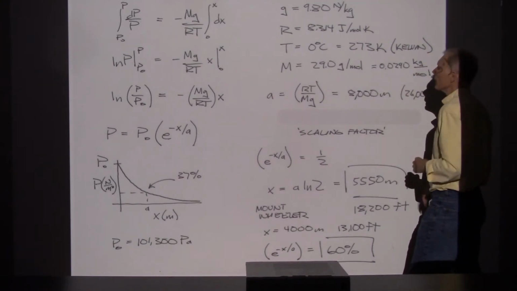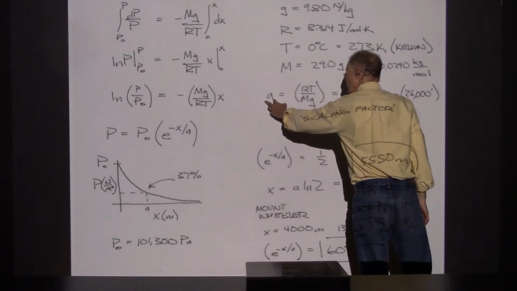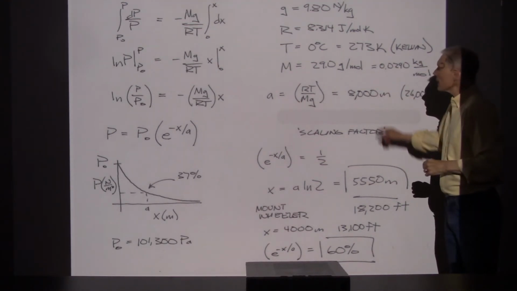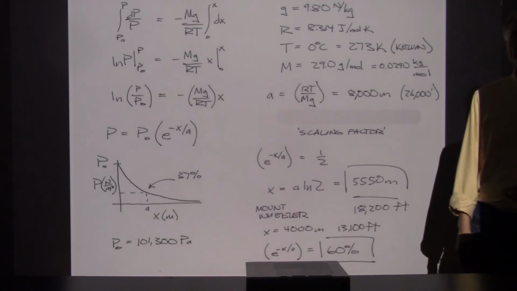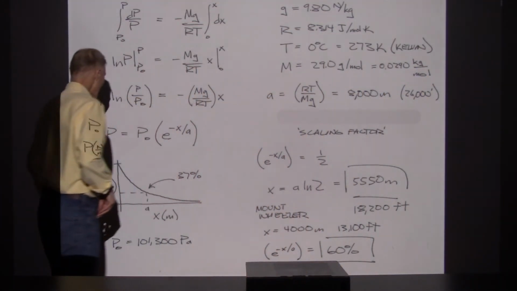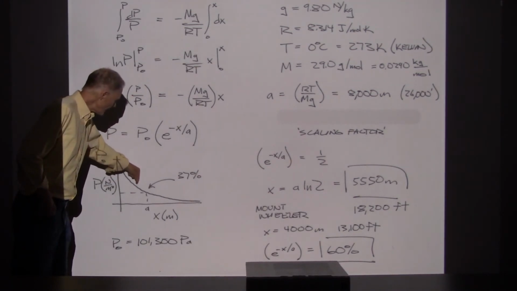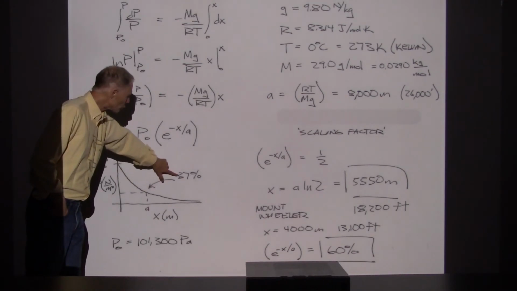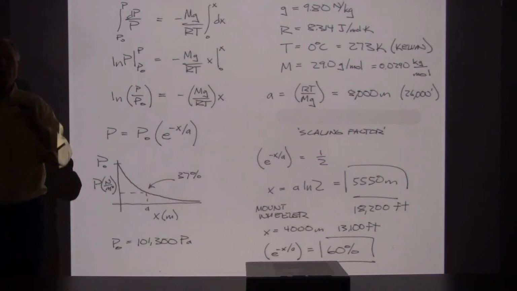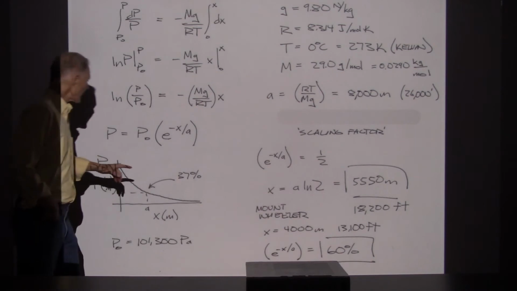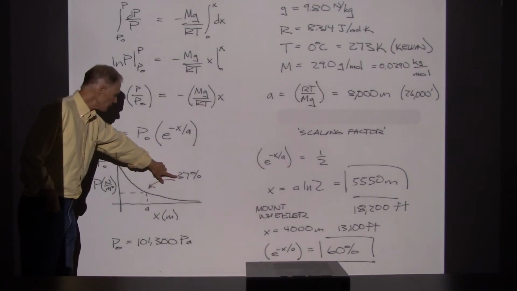So I put all those numbers together. I found out that the scaling factor, which tells me the rate at which pressures drop off, is 8,000 meters. Now, what does that mean for an exponential? The scaling factor tells me the height, in this case. It tells me when the function drops to 1 over e of its original value. Now 1 over e, the natural base, is about 37%.